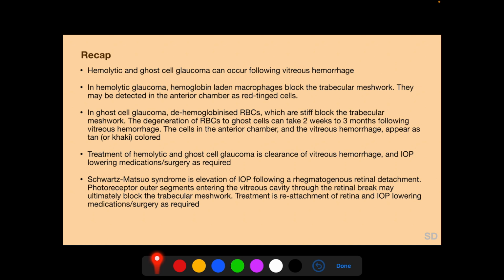Schwartz-Matsuo syndrome is elevation of intraocular pressure following a rhegmatogenous retinal detachment. Photoreceptor outer segments in the subretinal space can enter the vitreous cavity through the retinal break and may ultimately block the trabecular meshwork. Treatment of Schwartz-Matsuo syndrome is reattachment of the retina and IOP lowering as required.